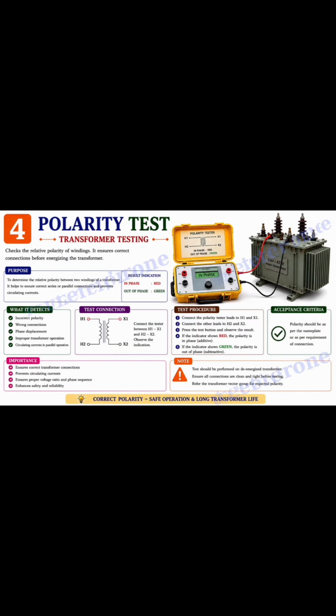4. Polarity test. Polarity test determines the relative direction of induced voltage in transformer windings. Its purpose is to ensure correct parallel operation and to prevent short circuit during interconnection. There are 2 types of polarity. They are additive polarity and subtractive polarity. Procedure. Apply low voltage to primary winding, connect primary and secondary terminals, measure resultant voltage. Polarity test is important because wrong polarity may result in severe equipment damage.